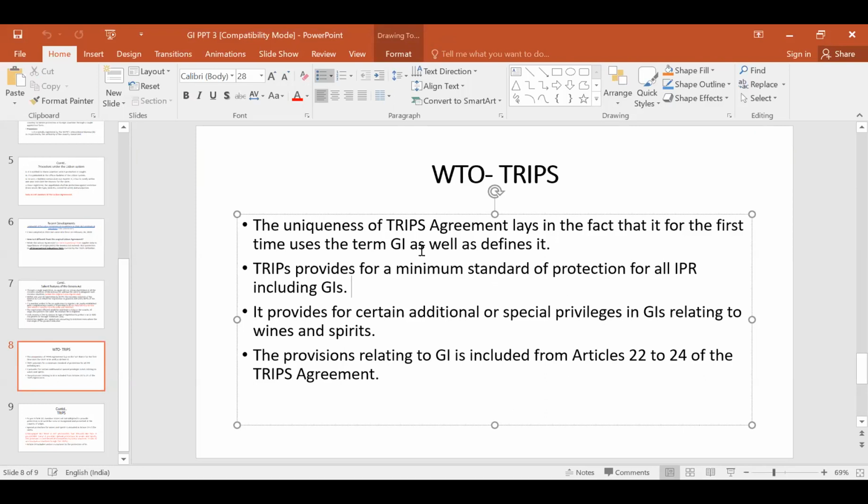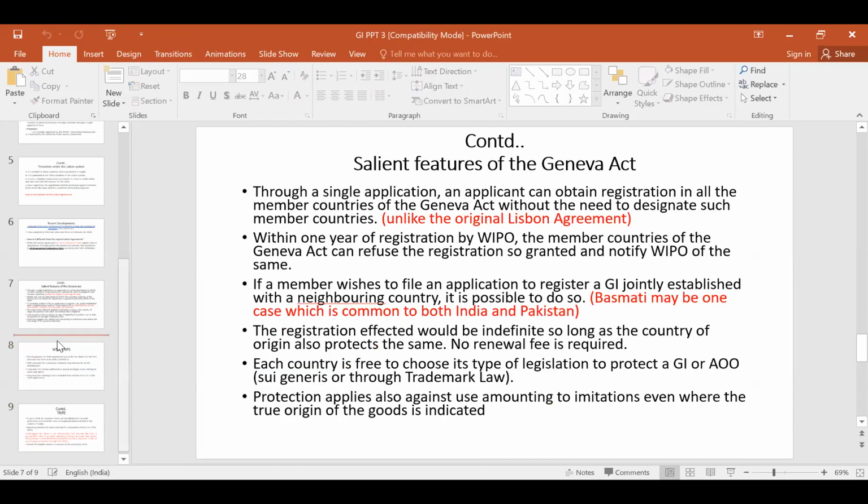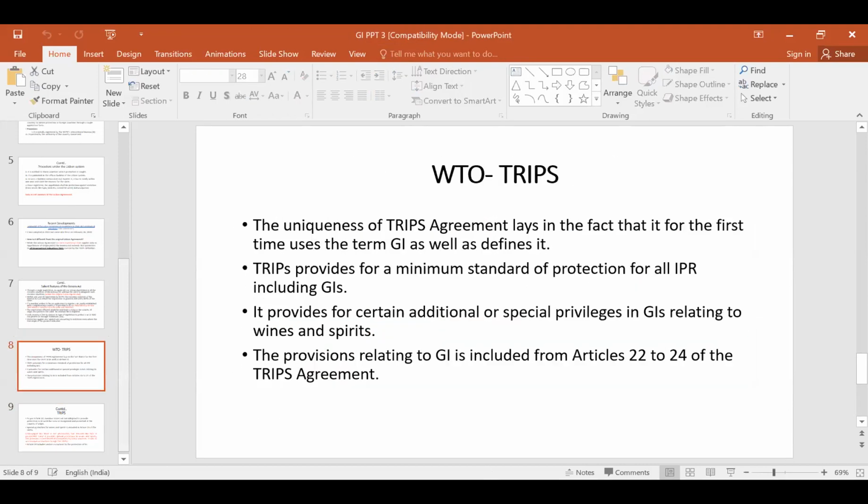If you are a member country of the TRIPS Agreement, you have no other mechanism but to follow it if you want to continue being a member of the World Trade Organization. Now, it provides for certain additional or special privileges in GIs relating to wines and spirits. I will come to it. What does it mean? Now, the provisions relating to GI are included from Article 22 to 24 of the TRIPS Agreement. Okay, so I have to discuss this with you.